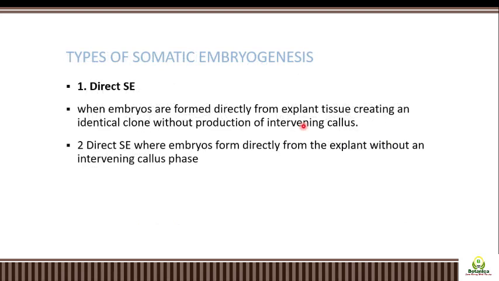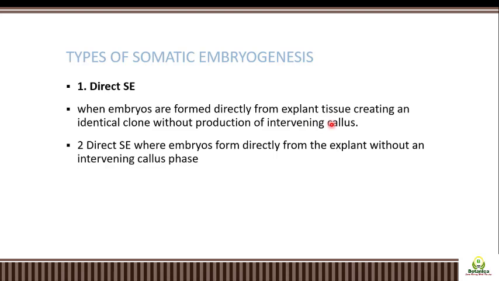As far as somatic embryogenesis is concerned, there are two basic types, and the criterion of classification is whether the cultured cells convert directly into an embryo, or there is some intervening state between the somatic cell and the embryo. As the name indicates, the first type is direct somatic embryogenesis, SE. Direct means embryos are formed directly from the explant tissue, creating an identical clone without production of an intervening callus.